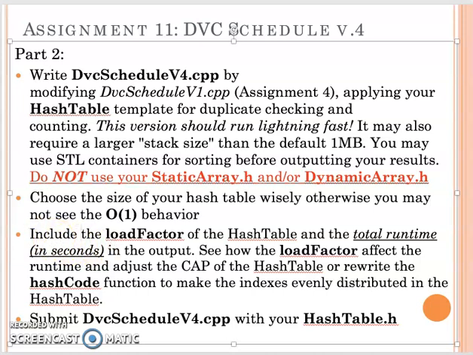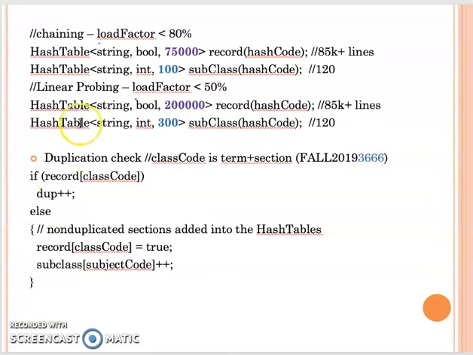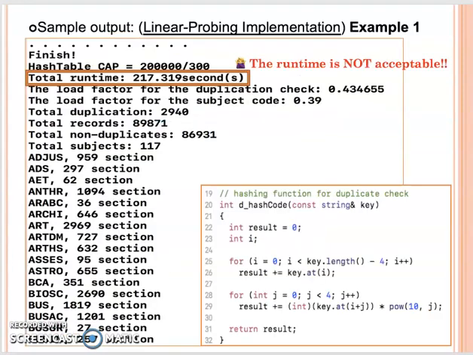So here, let me show you. After you have this duplicate check, you display your subject codes in sorted order. That's the sample output. Your sample output is still the same. You need to have the duplicate check number, your total records, and the total subjects. Then for each subject in sorted order, how many sections. But I also need your hash table capacity and the total runtime.